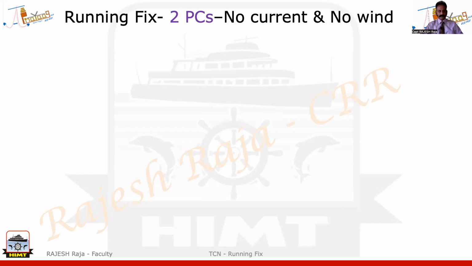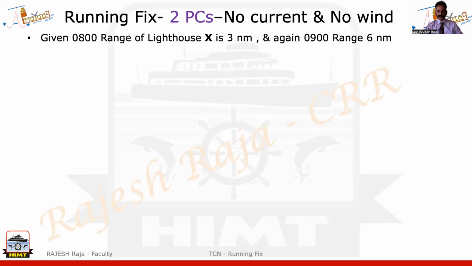Now, just almost in the same sequence as what we did in position lines, I'm choosing two position circles and I'm not using any current or wind. So this is an example I've taken. I've chosen a single lighthouse. And let us say at 8 o'clock, this lighthouse was having a range of 3 nautical miles from me. And after 1 hour, the same lighthouse was 6 nautical miles. These are all examples taken to understand the concept. When you get a real question, you can apply it on the chart and find out also.